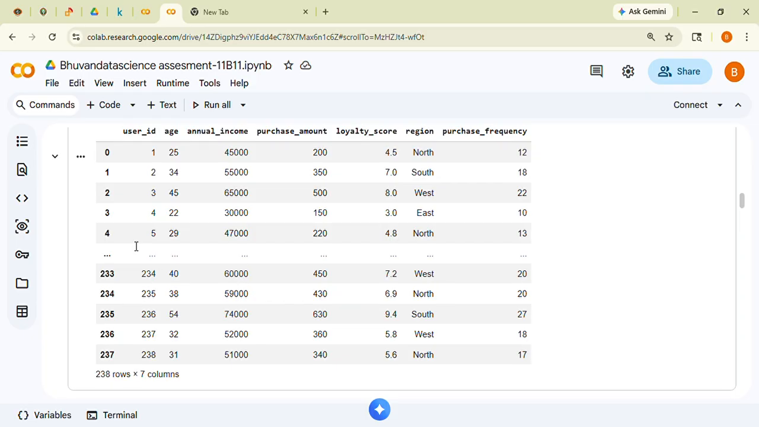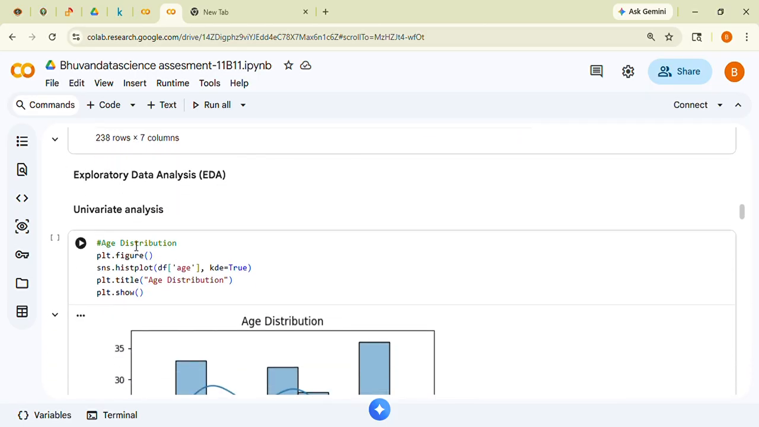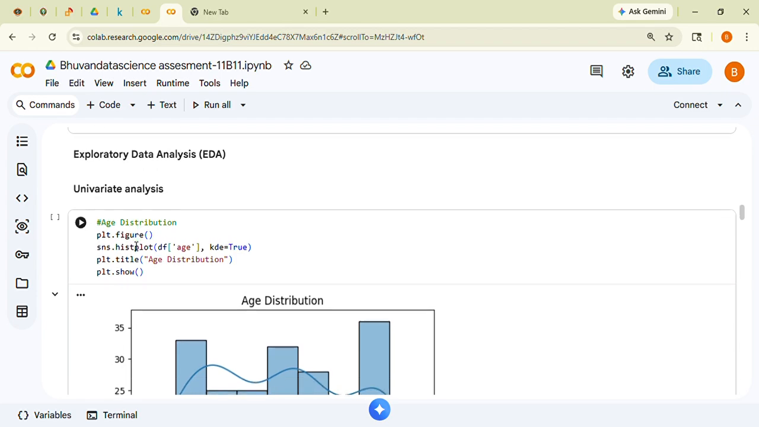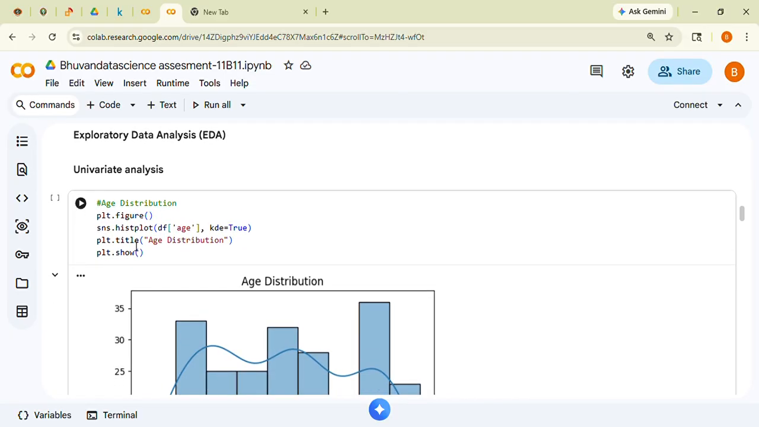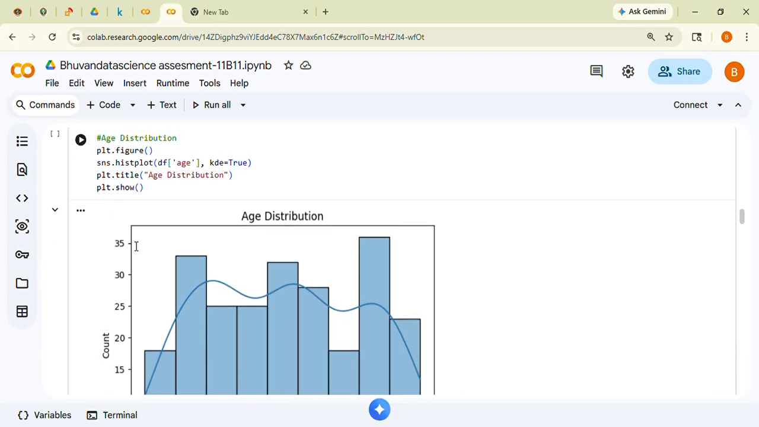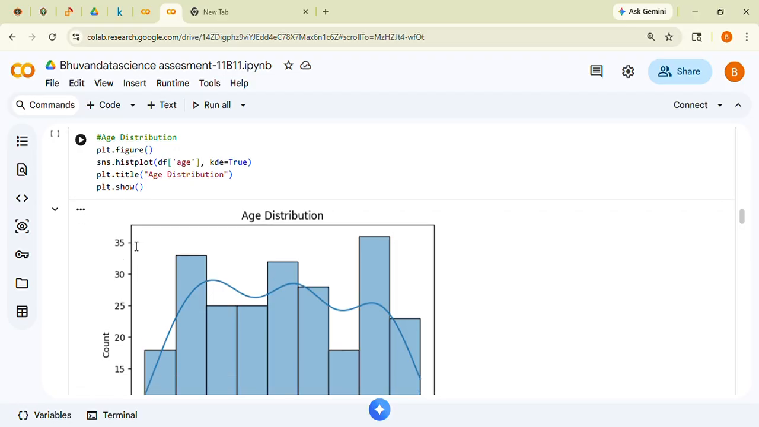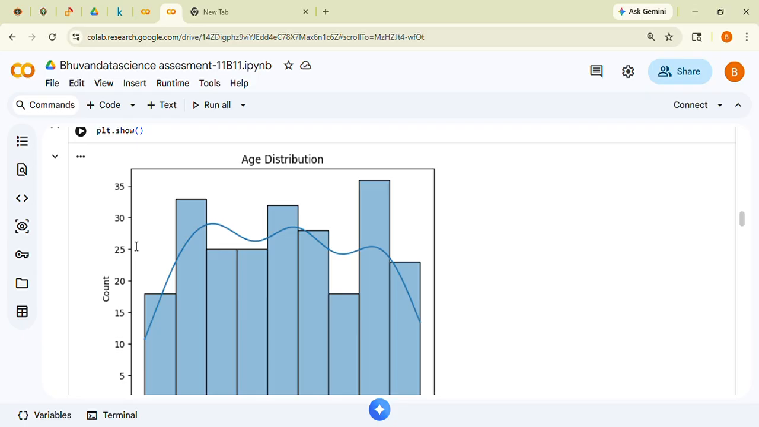Then next, we moved on to EDA, exploratory data analysis. I performed the EDA to understand the patterns in the data. First, I looked at individual features like age, income, and purchase amount using graphs. Then I analyzed the relationships between features. Here you can see numeric analysis I have performed, age distribution. I have plotted an age plot for age distribution. Here is the age plot you can see.